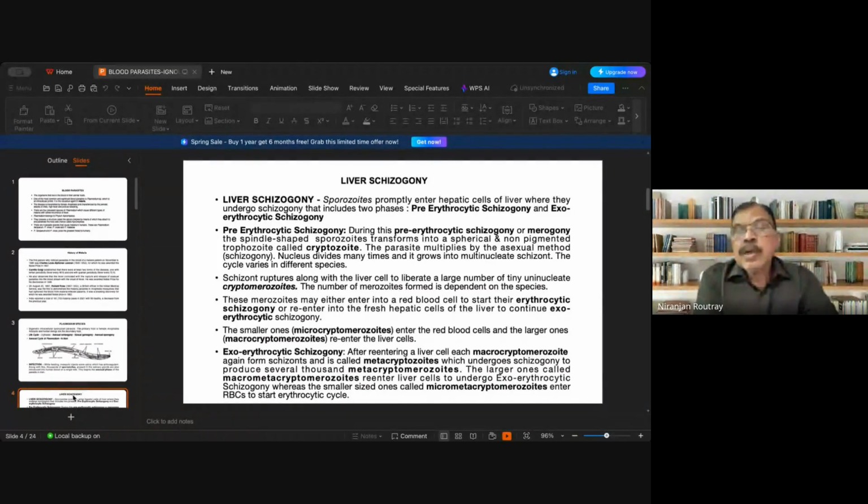Metacryptomerozoites. The larger ones are called macro, and the smaller ones micro. Again, the larger ones will enter into the liver cell, and the smaller ones will enter into the RBC.